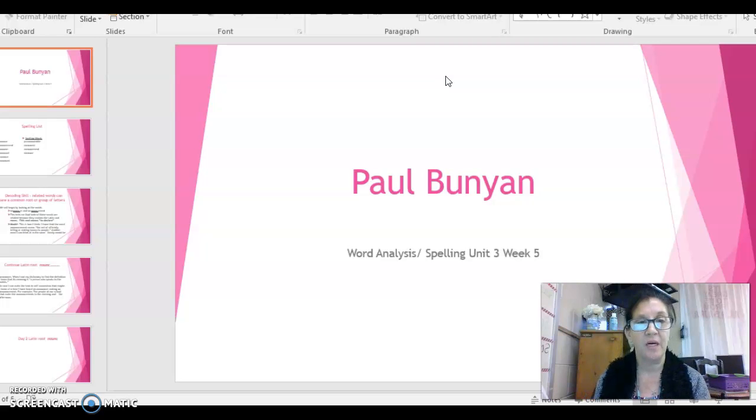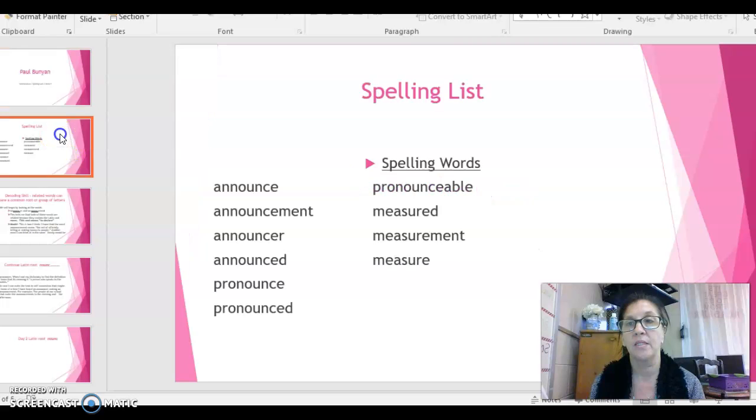We are on week 5, getting ready to wrap up another unit. Now, this week our story is Paul Bunyan, and we are going to have an entirely new set of words that we are working with. So let's go ahead and get started with our spelling list.